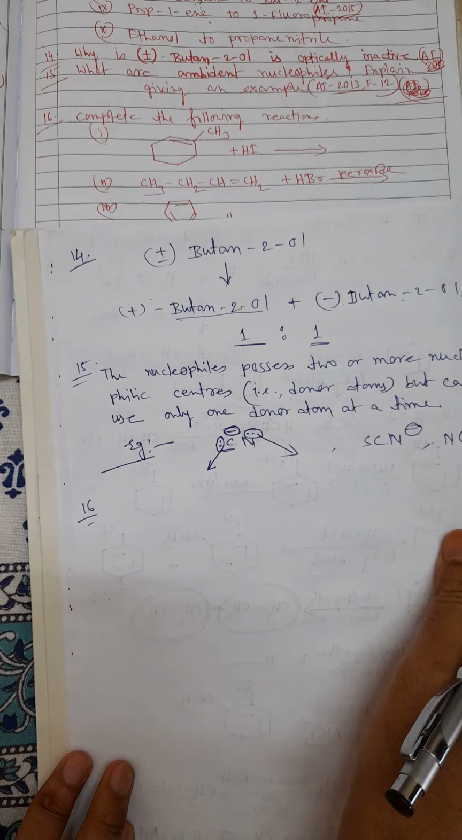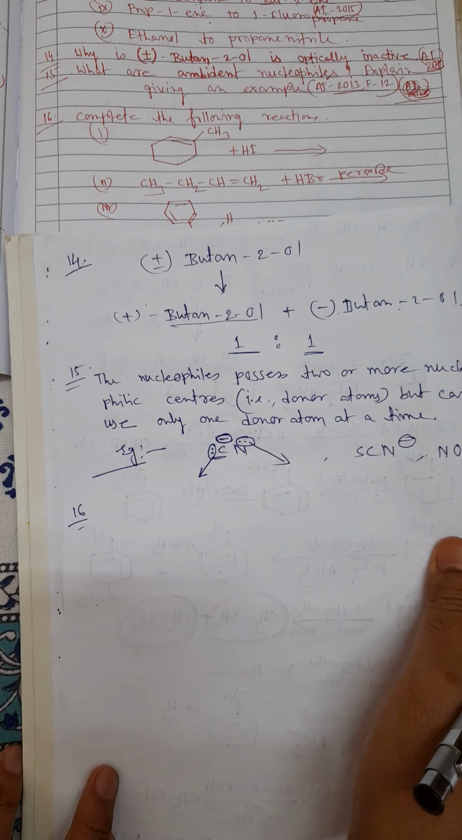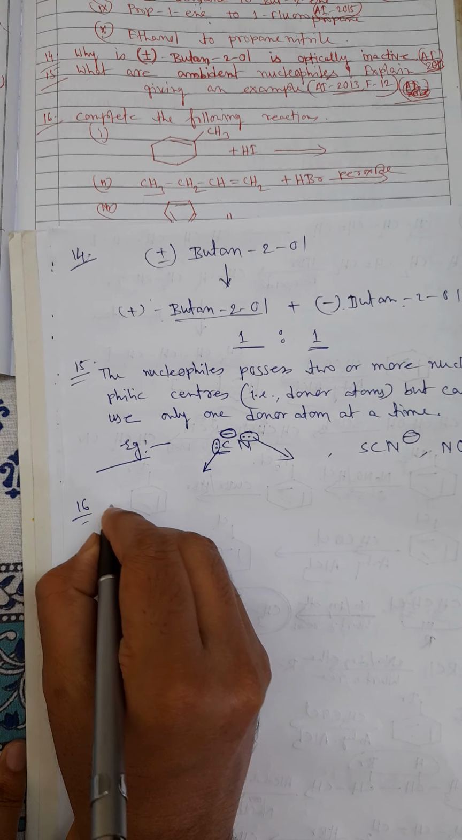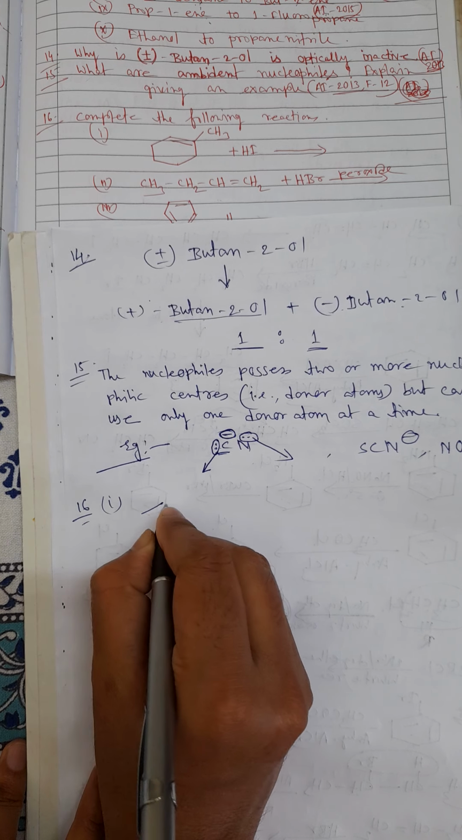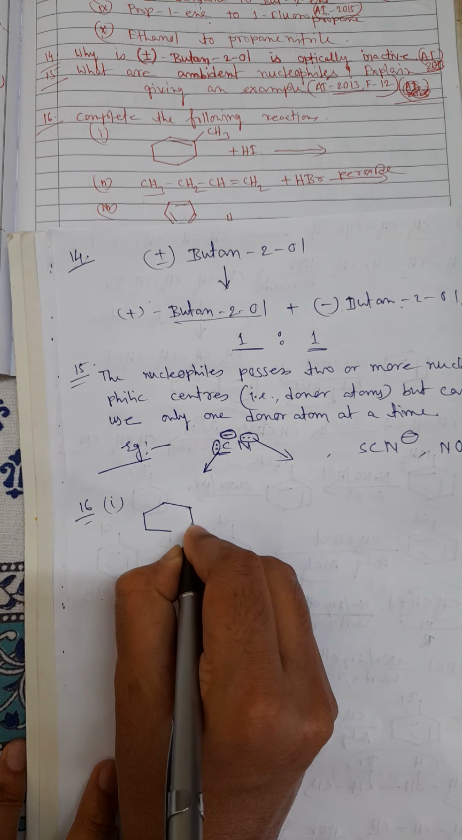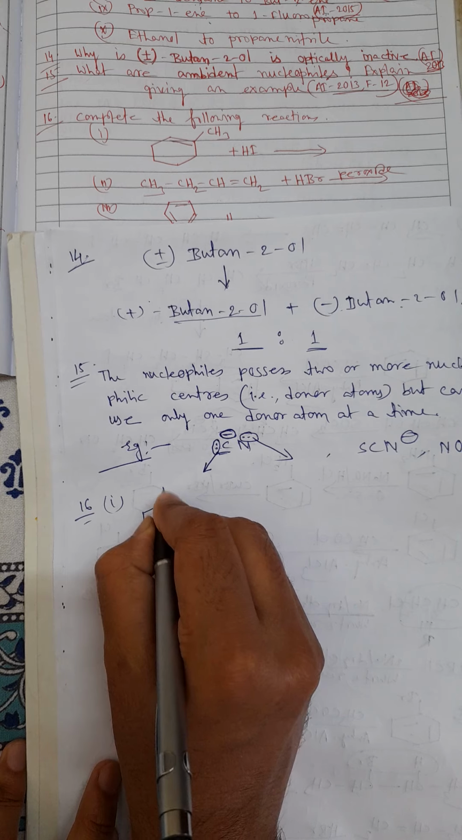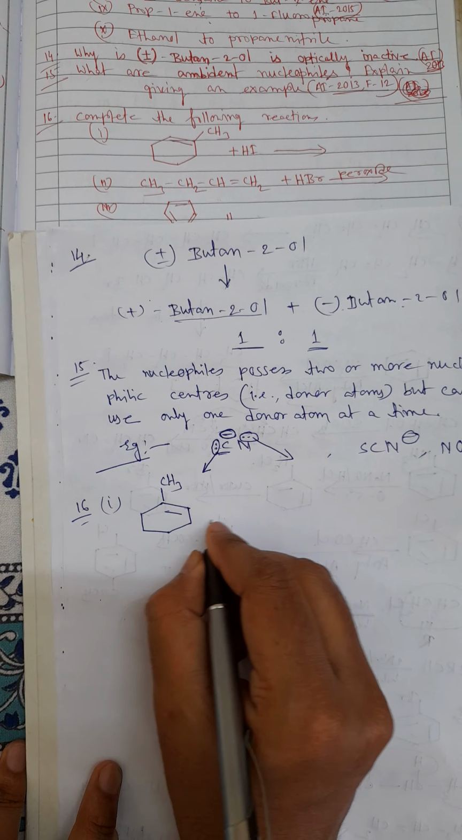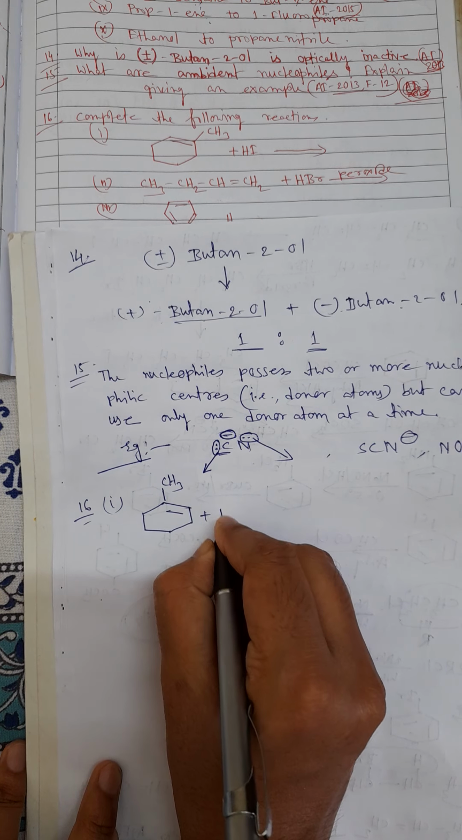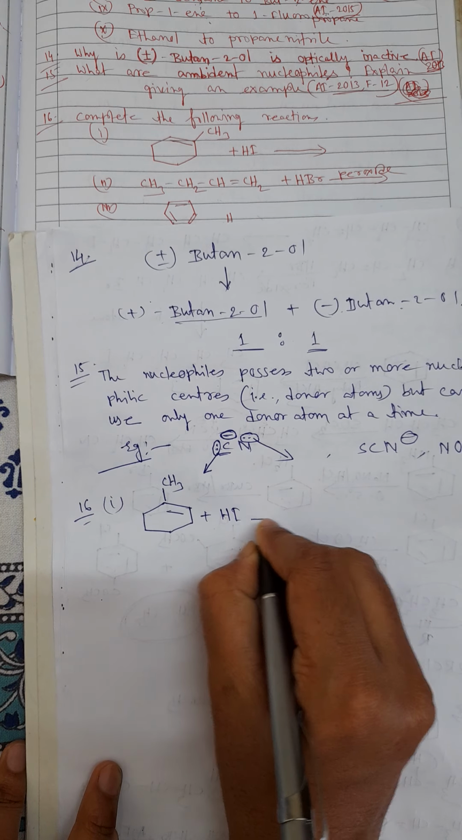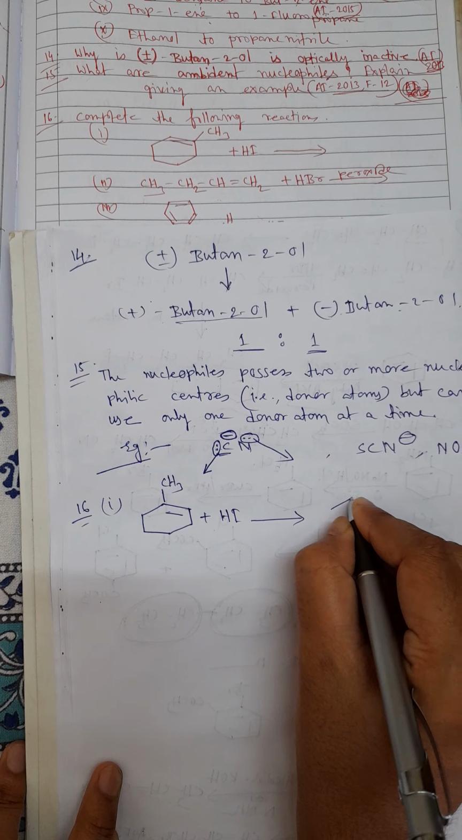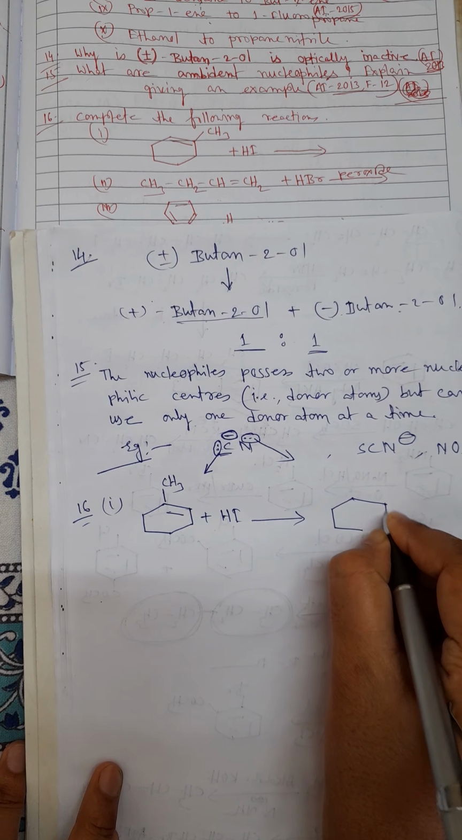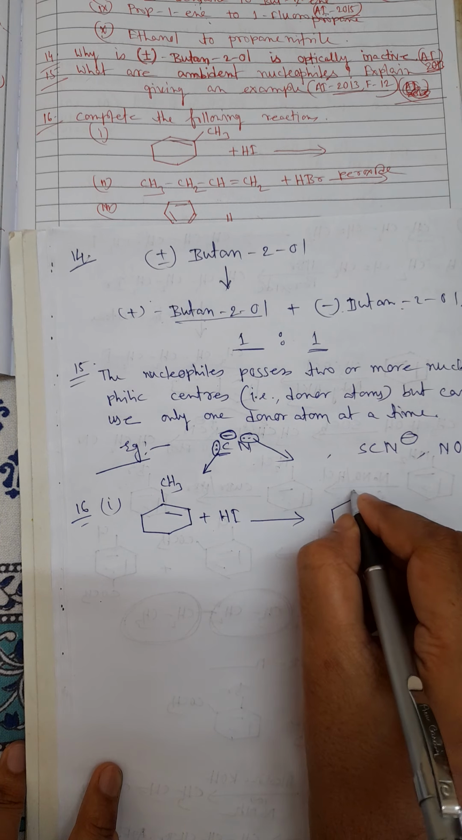Now let's come to the next question. Complete the following reactions. Now the first one is 1-methylcyclohexene. When it reacts with HI, then here HI will be added according to the Markovnikov's rule.